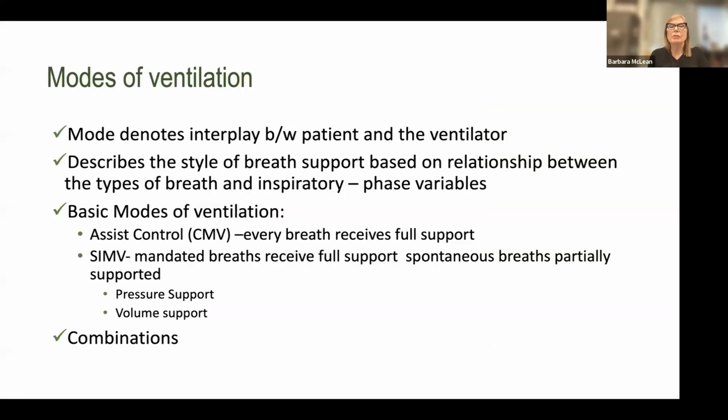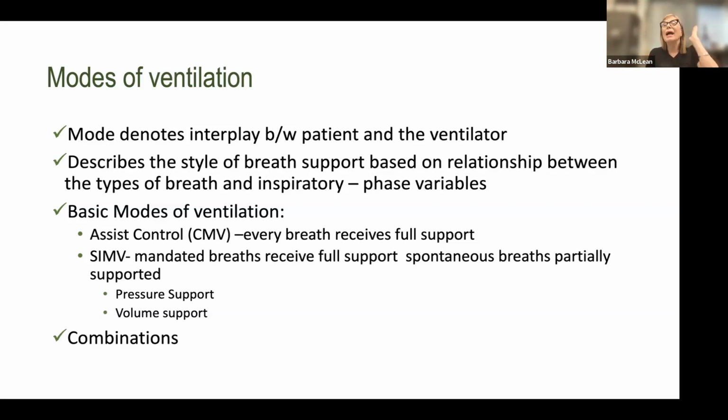And that brings us to appreciating the modes of ventilation, okay? So modes of ventilation, people talk about the mode. Mode is not volume, mode is not pressure. Mode is, am I controlling every breath with full support, or am I allowing the patient to have partially supported breaths? That's it, okay? Assist control, even if the patient makes the effort, that turns the breath on and the patient gets a full supported breath.